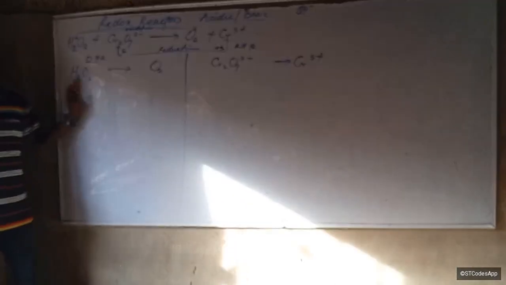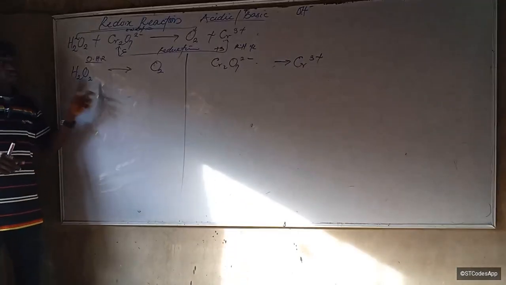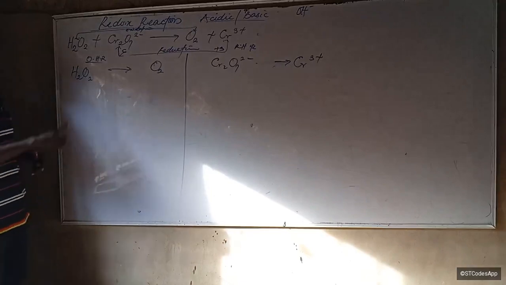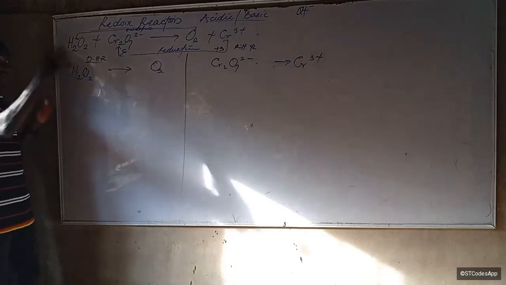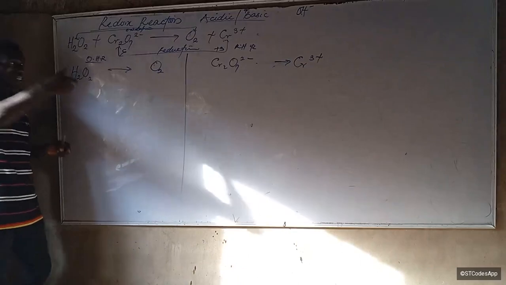So now, if you're writing at this time, you are wrong. Focus on the board now. So from here to here, we said it's oxidation. How do we balance? The same process. We split into half reactions. We balance atomically. Let's balance atomically.